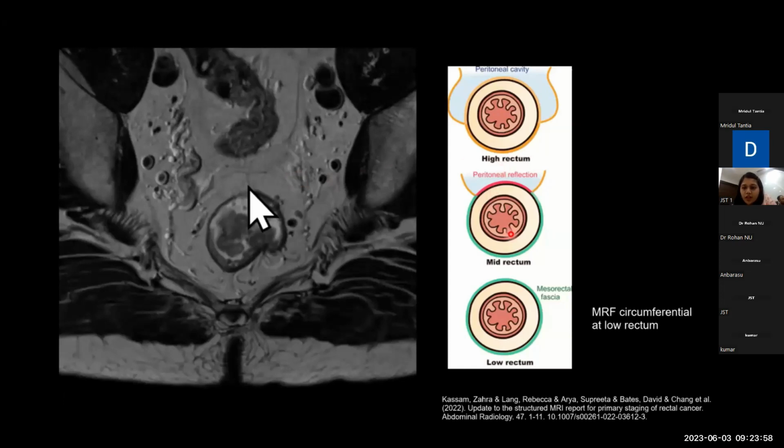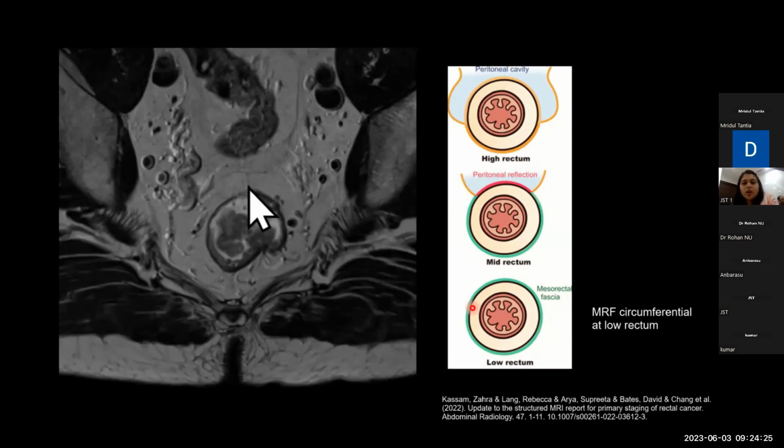So this is what I was talking about. The mesorectal fat fascia. In the high rectum, the anterior and lateral margins of the rectum are surrounded by the peritoneum, while the posterior margin is the mesorectal fascia. In the mid rectum, it's only the anterior margin that has the peritoneal reflection, while the other margins are mesorectal fascia. And in the lower rectum, it is circumferentially surrounded by the mesorectal fascia.